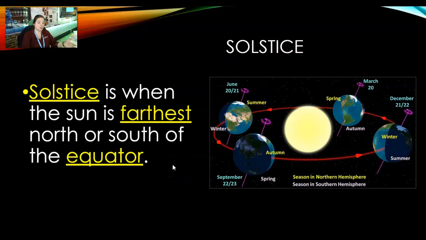Okay, and this is called the solstice. It's when the sun is farthest north or south of the equator. So you have the winter solstice or the summer solstice, and we just went by the winter solstice. The winter solstice is December 21st or 22nd, so last month or so, a little bit more than last month. That is the solstice. In the winter, it is the shortest day of the year. In the summer, it is the longest day of the year.